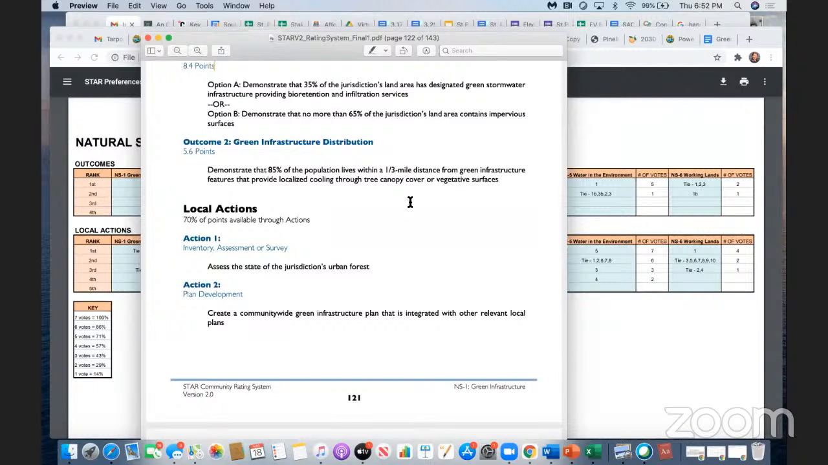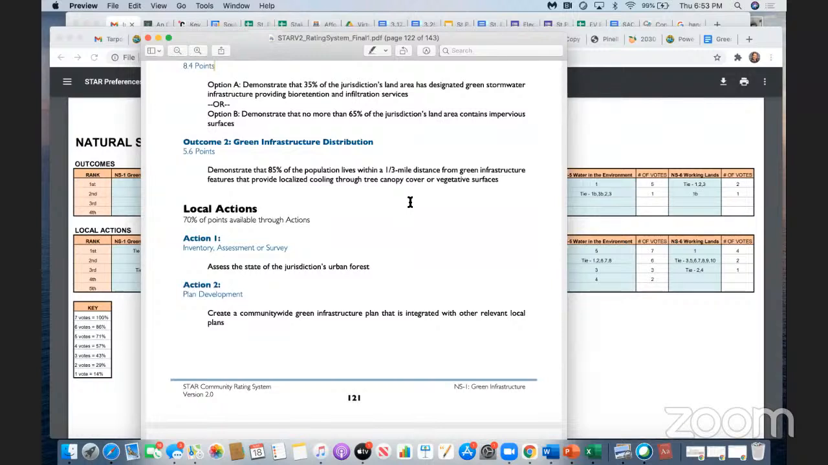Dory, it says demonstrate that 35% of the jurisdiction's land area has designated green stormwater infrastructure. Do we know how much we have? Do we have any? I don't know what we're talking about here. 35% sounds good. I know the city's doing all kinds of improvements in the water system right now, and I don't know how that figures in, or how the big pipes will dovetail with this. I think we would need to capture some baseline data, like we did when we were asking how much of the city is open space.